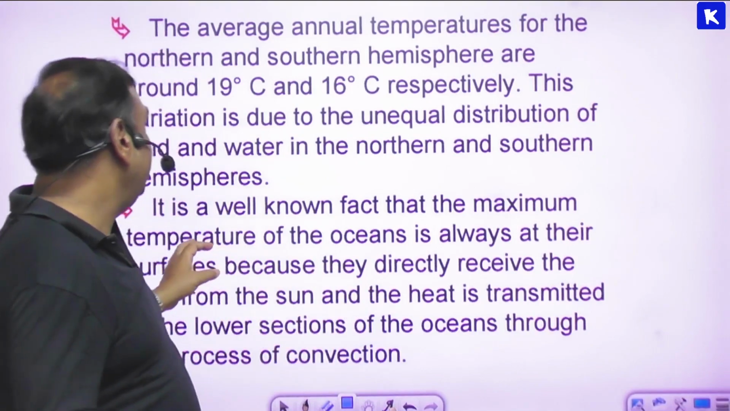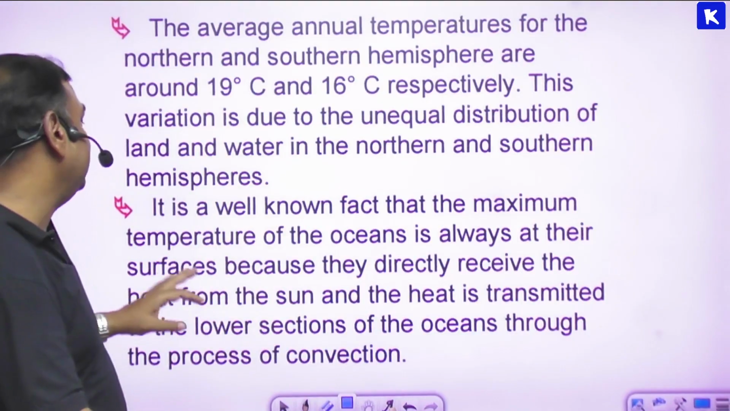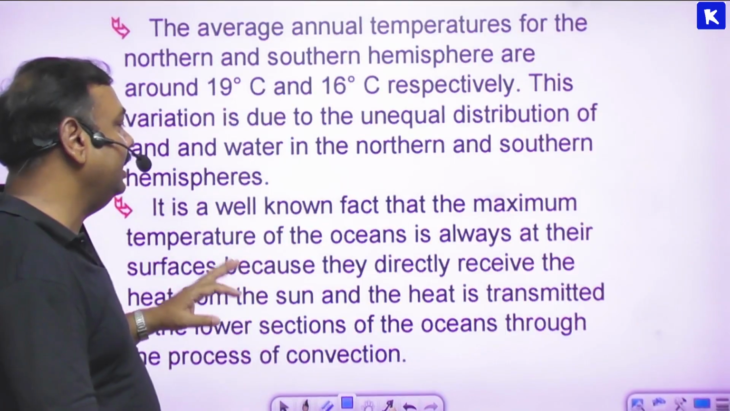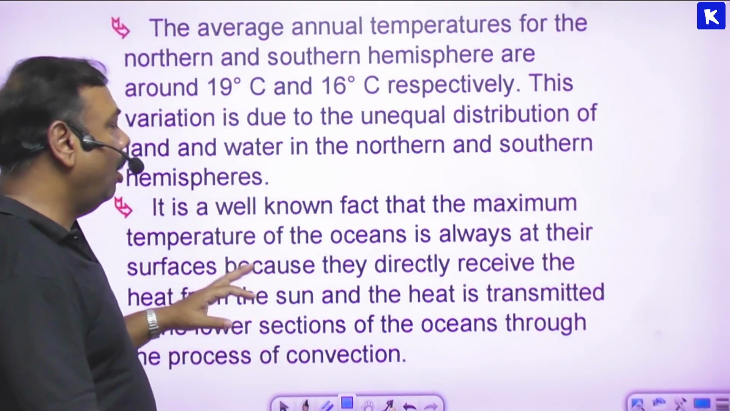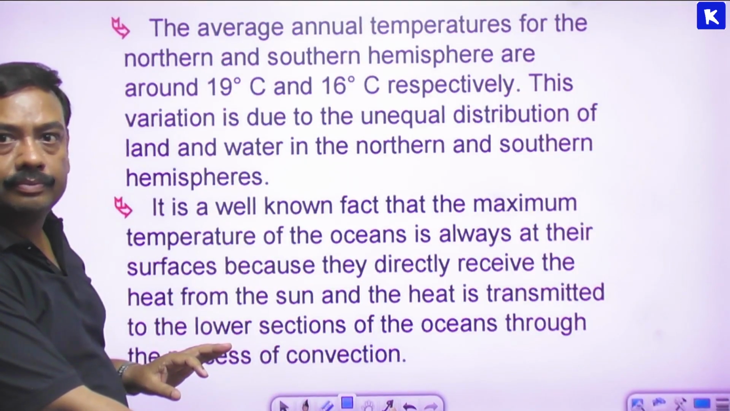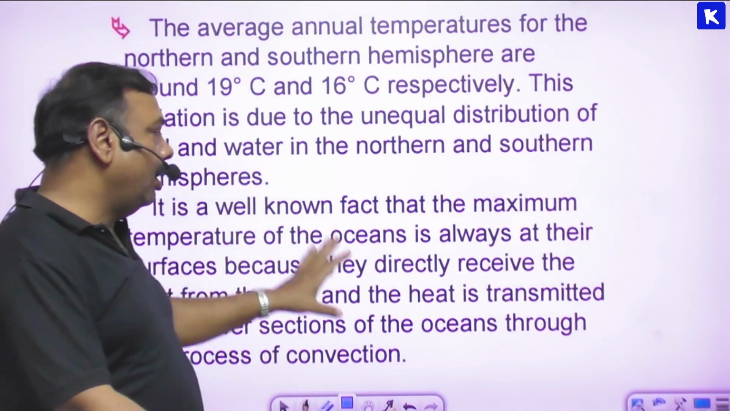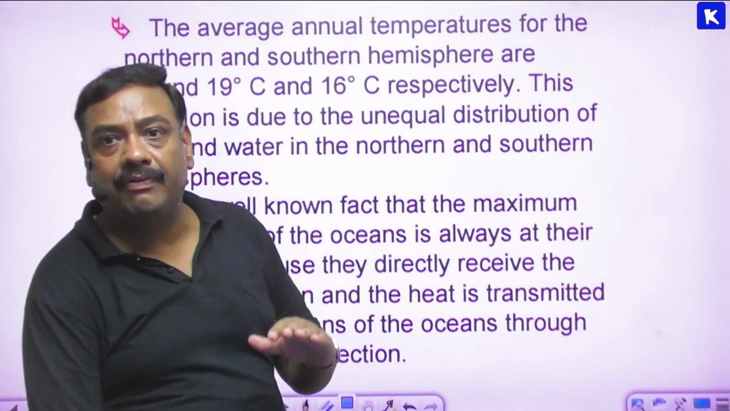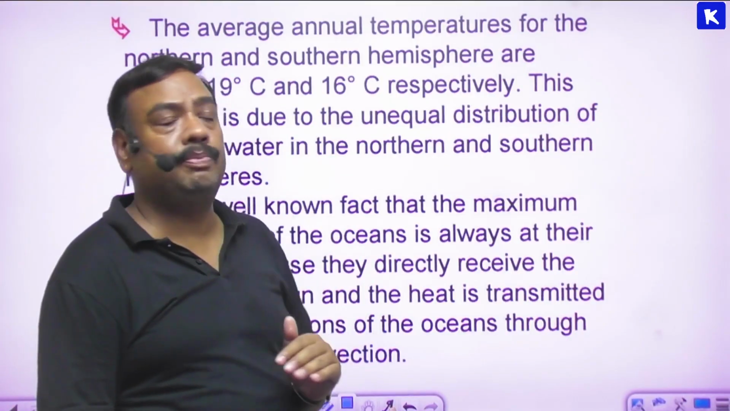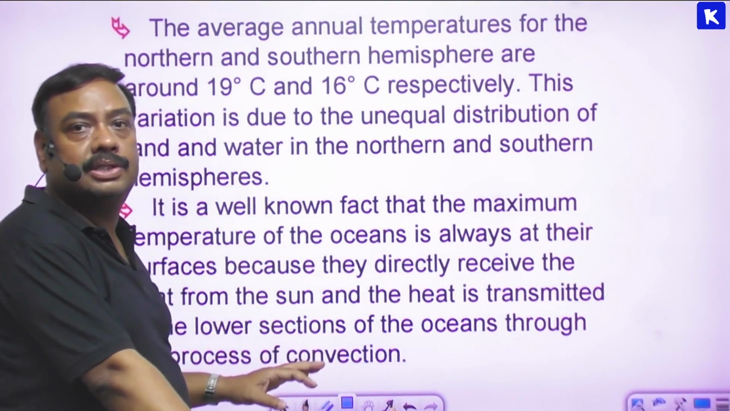Got it? Then it is a well-known fact that maximum temperature of the oceans is always at their surfaces because they directly receive the heat from the sun, and the heat is transmitted to the lower sections of the oceans through the process of convection. I was telling you earlier that the transmission of heat from the surface of the ocean water towards its bottom takes place by the process of convection.